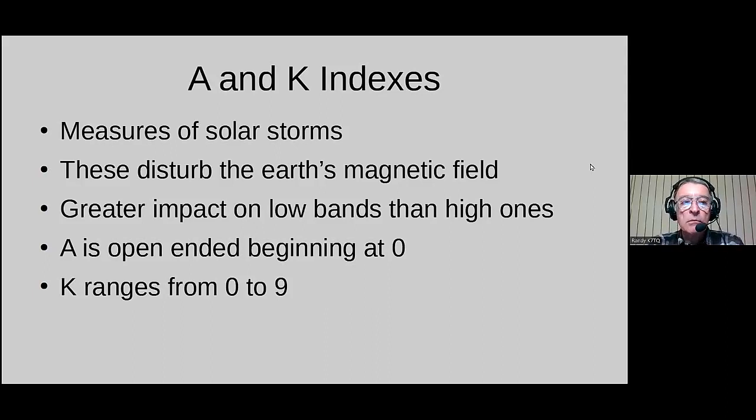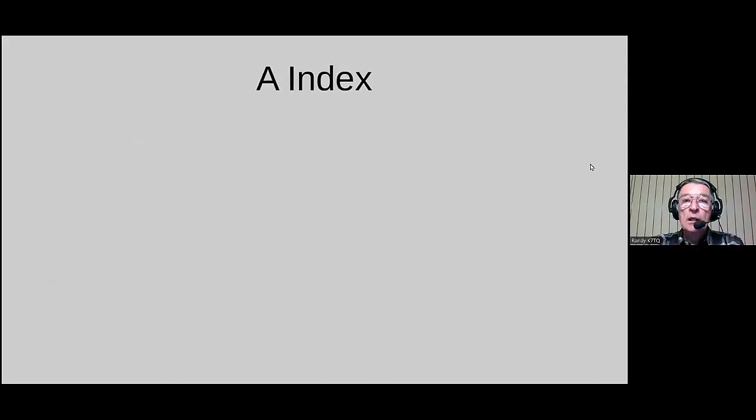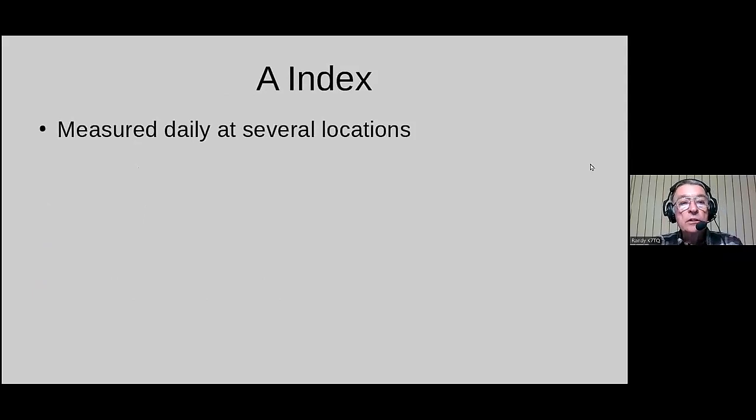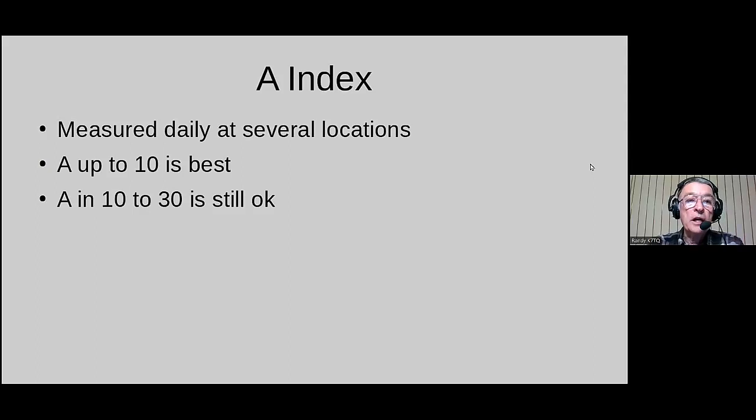There's no maximum on that. And the K ranges from 0 to 9. So let's talk about the A index first. It's measured daily at several locations at several times during the day. Conditions are best when A is less than 10. So up to 10, those are good conditions for HF propagation.